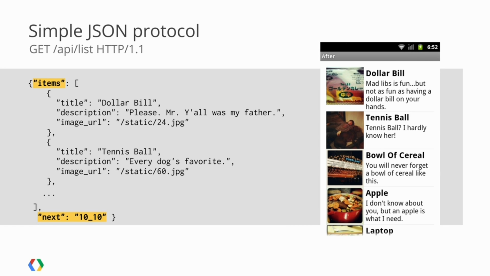The protocol is really simple. The outer response is just a list of item JSON objects with an optional token to retrieve the next page. And each item is simply a title, a description, and an image URL, all as strings. Pretty straightforward.